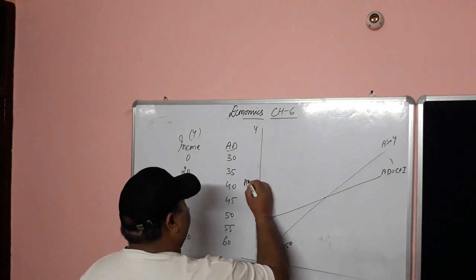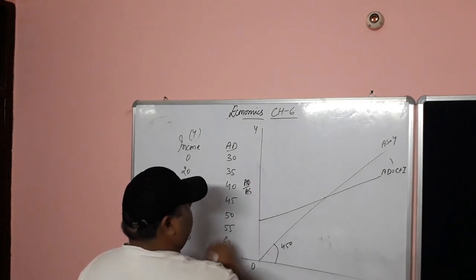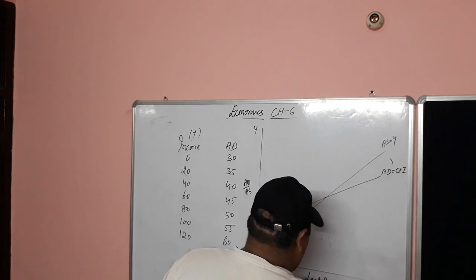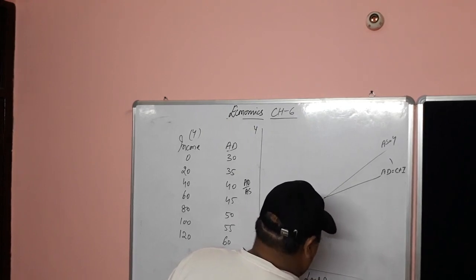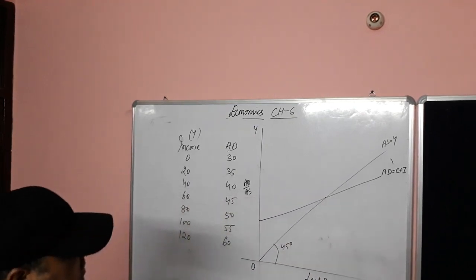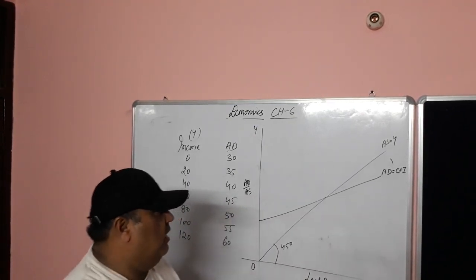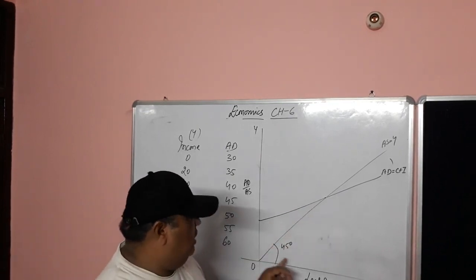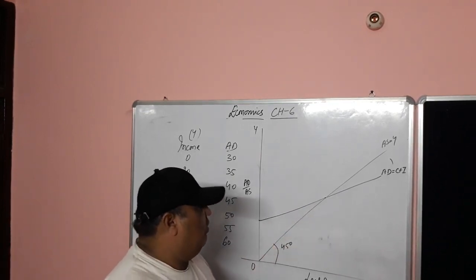Here we take the aggregate demand, aggregate supply and level of employment. So it means when we increase the level of employment, what is the impact on the aggregate supply? Aggregate supply increases in the same ratio, so that's why it is a 45 degree line.